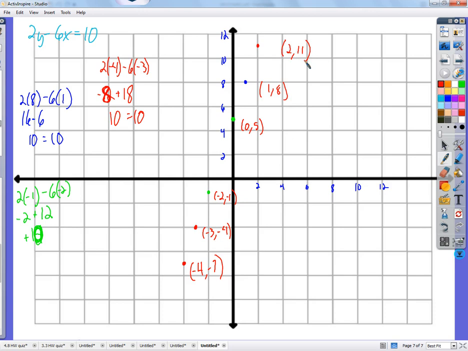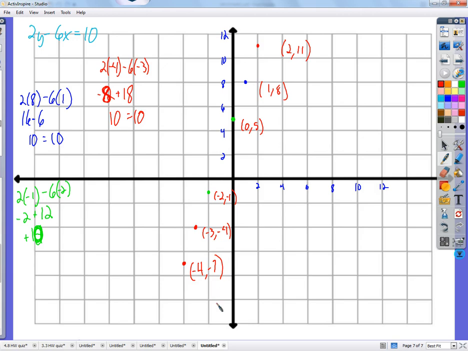Okay? Let's say that you don't put negative 4, negative 7 back into the equation, which is definitely, Derek is right, the gold standard for finding solutions. If you think that this is a solution, and you want to prove it for sure, you've got to plug it back into the equation to know for sure.